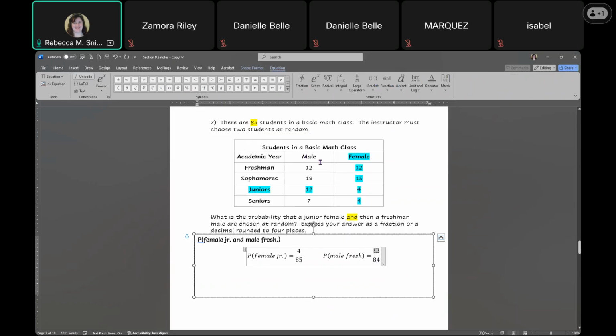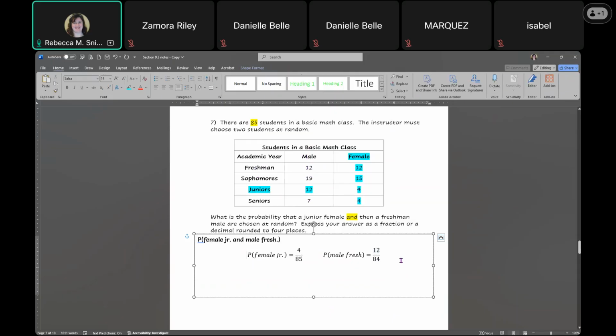I have to look at my male column and I have to look at my freshman row. And the only place where those two come together is right here with this number 12. And so that would be your numerator value for that.